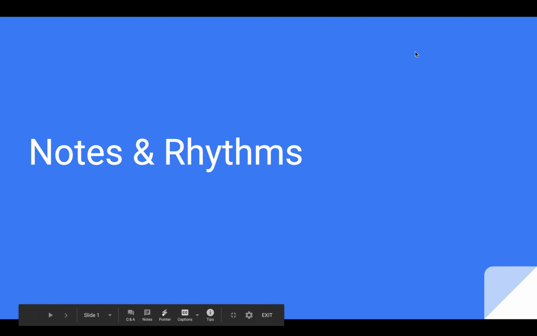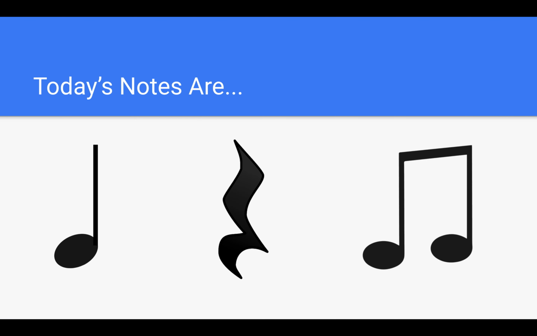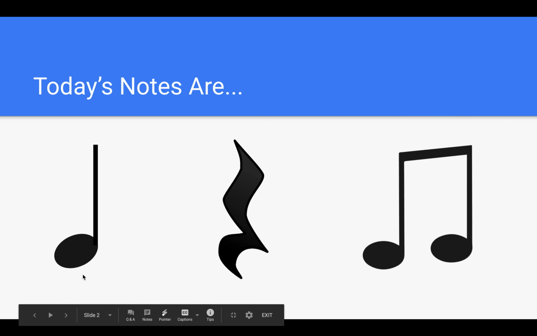In this video, we're going to review some notes and rhythms, more specifically the notes and rhythms that we will see in our worksheets that we do in the later part of our assignment. Today we have three different kinds of notes that we're going to see. We have a quarter note, which you see on the left side here, a quarter rest, which you see in the middle, and a beamed eighth note, which you can see on the right side.